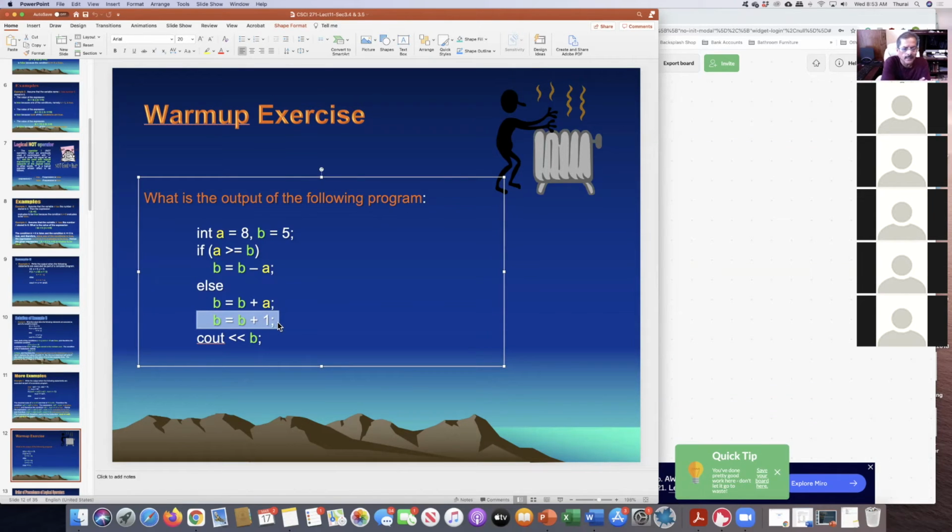Because it is not in the else spot, it is outside the else spot. Remember, if you want 2 statements in the else, you have to put brackets around them. There are no brackets here. So the B equal to B plus 1 is outside the else, and that will be executed next, which will change B to -2. And therefore output is -2.